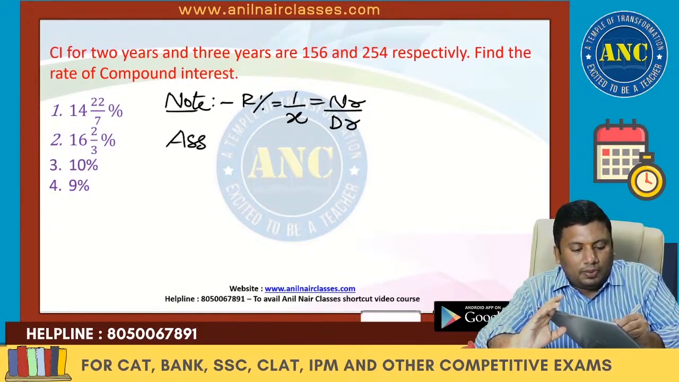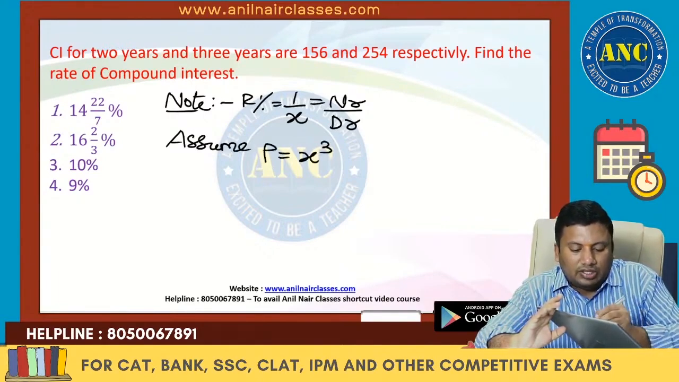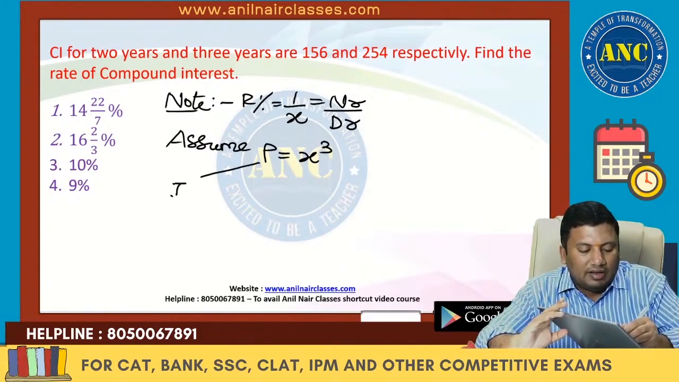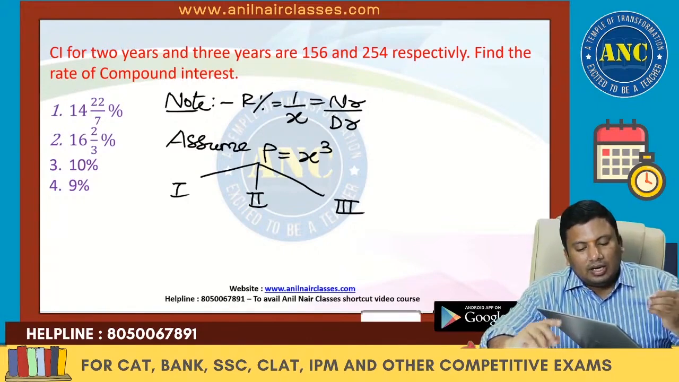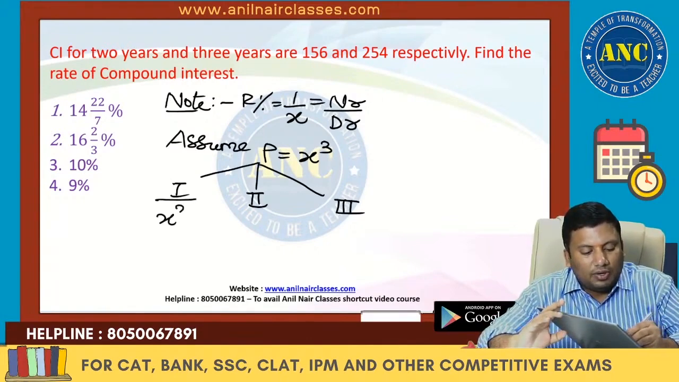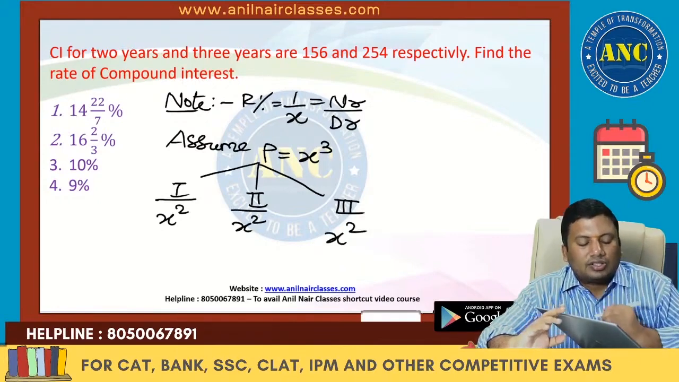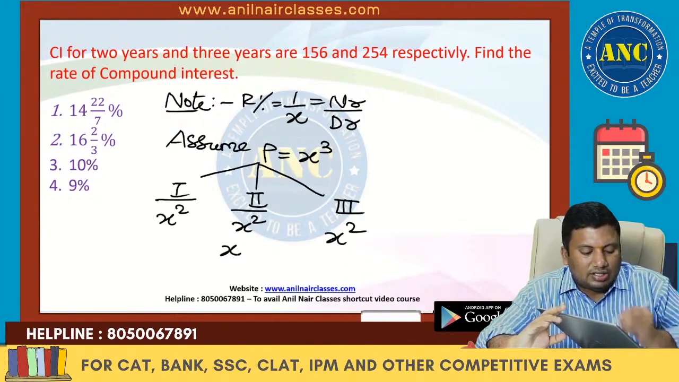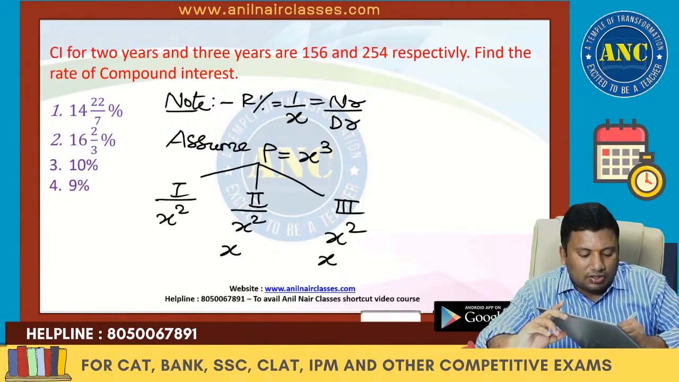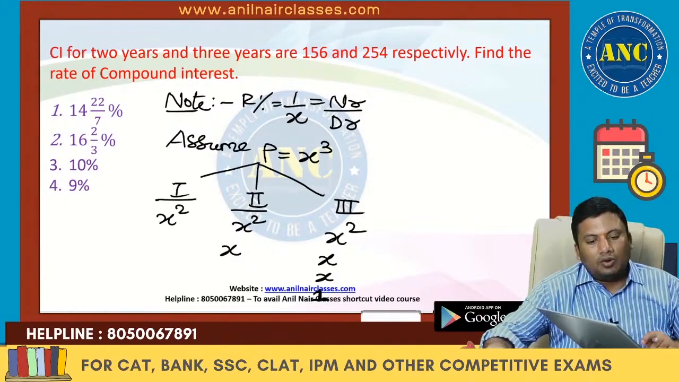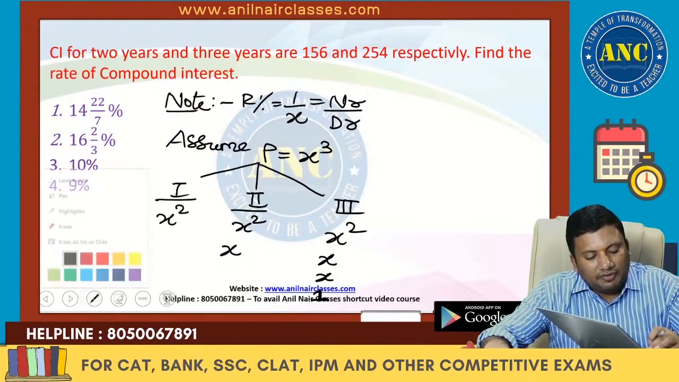So assume principal equivalent to x cube. I am doing it for 3 years: first year, second year and third year. 1 by x of x cube is x square. These also x square. These also x square. Interest on interest is x. These also x. These also x. And these also.